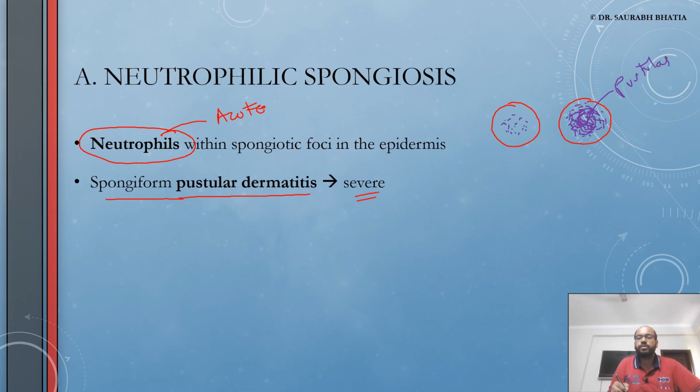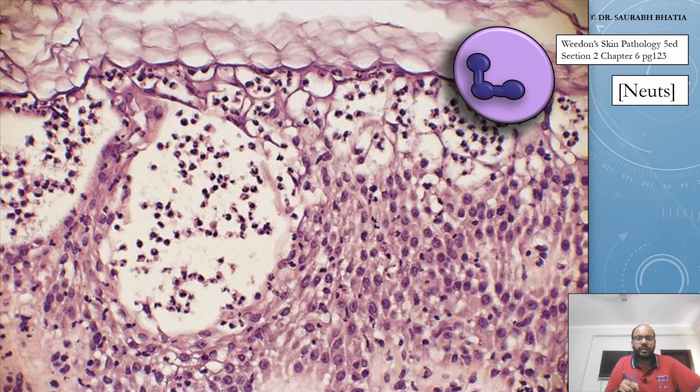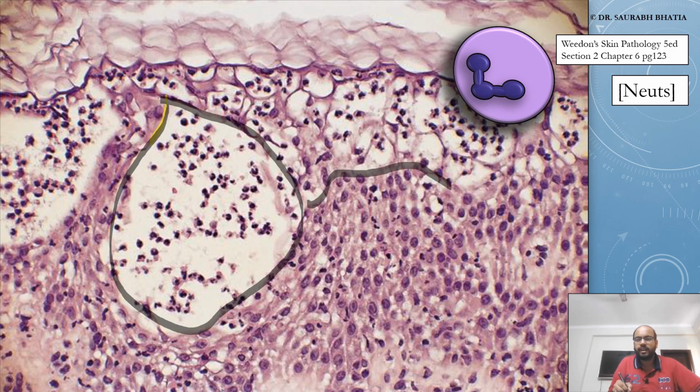In this spongiosis, we see majorly the neutrophils as the inflammatory cells. And I've told you before that wherever there's acute injury, neutrophils will come first. So this is predominantly seen in acute disorders. If the migration of neutrophils is very severe, then we term it pustular dermatitis or spongiform pustular dermatitis, and that is seen in severe disorders, severe intensity.